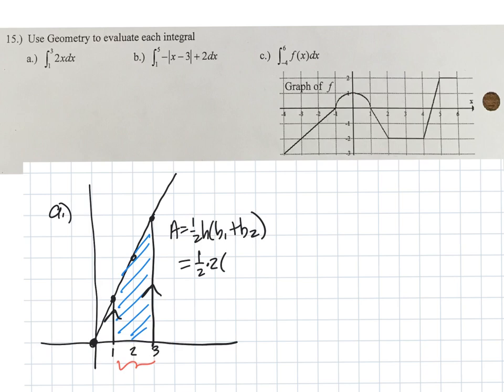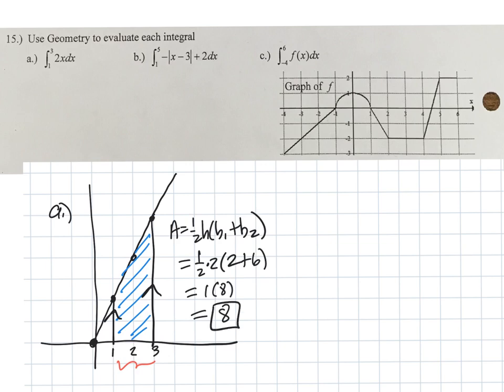Well, the first base has a length of 2. So we'll put 2, and then the second base has a length of 1, 2, 3, 4, 5, 6, or we can always just evaluate our function at 3. 2 times 3 is 6. All right, and then just do the arithmetic. That's 1 times 8, which is 8 square units.